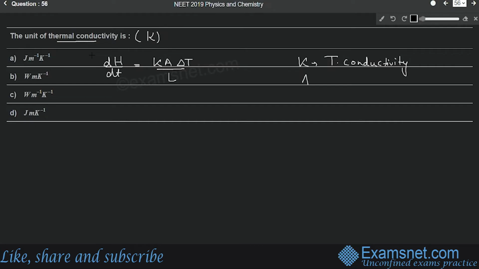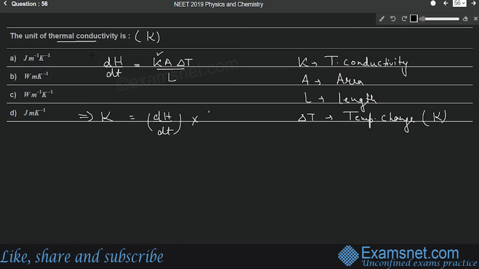A is the area of the conducting material. L is the length of the conducting material. And delta T is the change in temperature, which is written in Kelvin. So now we have to find out the unit for thermal conductivity K. So K will be equal to dH by dt into L by A delta T, right?